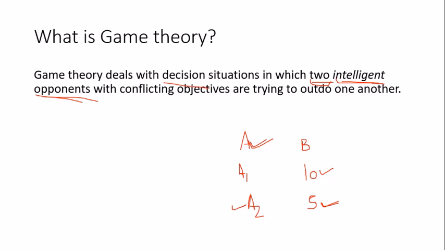And then let's understand the meaning of conflicting objectives. I hope that's clear already. Obviously both players have different objectives. Player A wants A to win, player B wants B to win. So their objectives cannot be the same, they are exactly opposite of each other. So they are conflicting objectives, and obviously they are trying to outdo one another. So that's a precise contextual definition of game theory. Otherwise we don't need to remember this definition as such. Rather we just need to understand the meaning of the terms involved here.